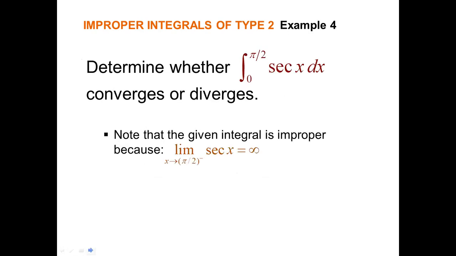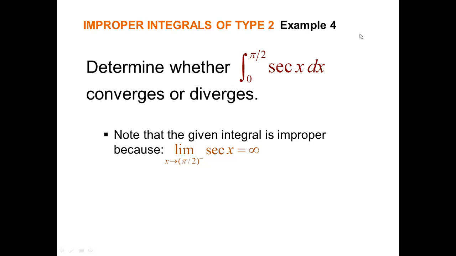Now I will continue. Let's have this example. Remember, we are on improper integrals of type 2, the ones with a discontinuity. So let's say, for example, you have the integral of the secant of x dx, and look at the limits, it is 0 to pi over 2.